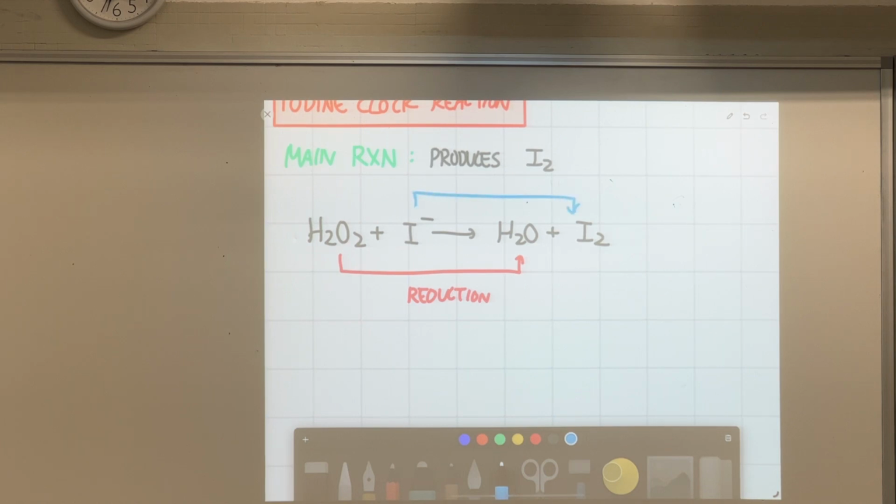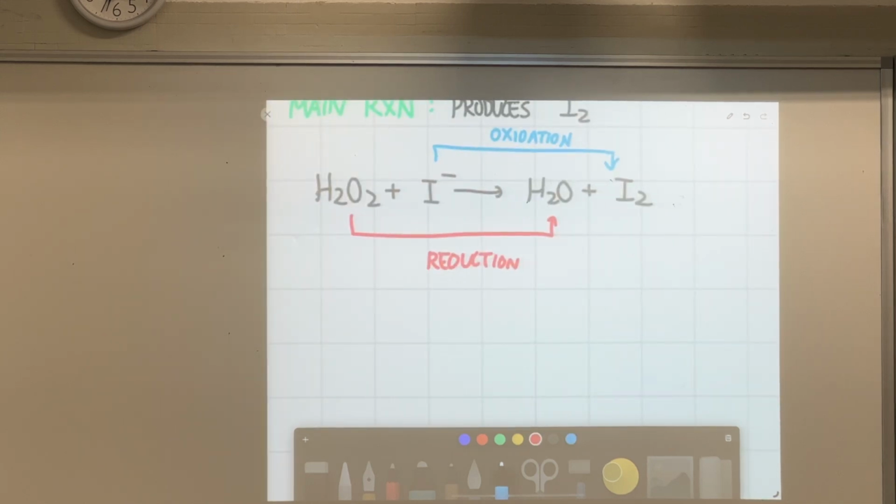Okay, so I want you to turn I minus into I2. Help me balance the oxidation half equation. Then help me balance the reduction half equation. So we will check the answer in 30 seconds.